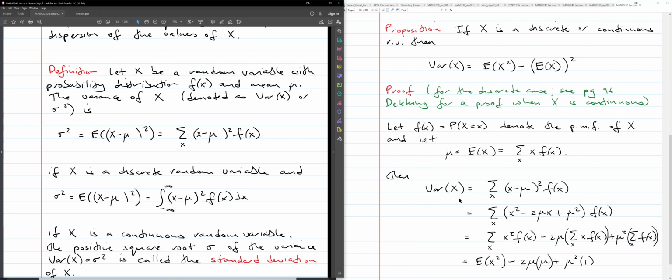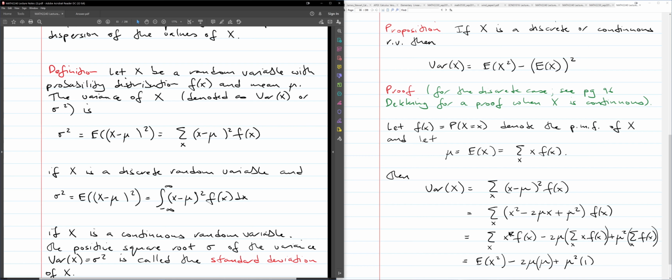Okay, so we want the variance of x. We want to get this formula over here, but how we're going to get it is we're going to use our definition. So the variance of x in the case of a discrete random variable is the expected value of (x minus mu) squared, which is this summation over all the possible values of x of (x minus mu) squared times the PMF f of x. So that's this first line. And what you do now is you expand this out. So this is x squared minus 2 mu x plus mu squared.